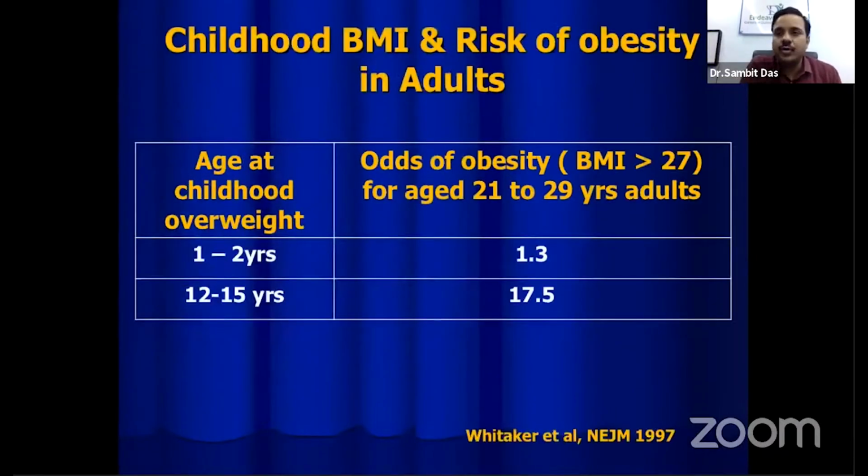Now, childhood obesity or the childhood BMI is an important independent risk factor for obesity in adults. And in this study, they found that if the child is overweight or obese at 1 to 2 years of age, the odds ratio of obesity at adulthood is around 1.3. But if there is an adolescent obesity, that is between 12 to 15 years of age, if the child is overweight, then there is a significant increased tendency for developing adult obesity, and the odds ratio is around 17.5.